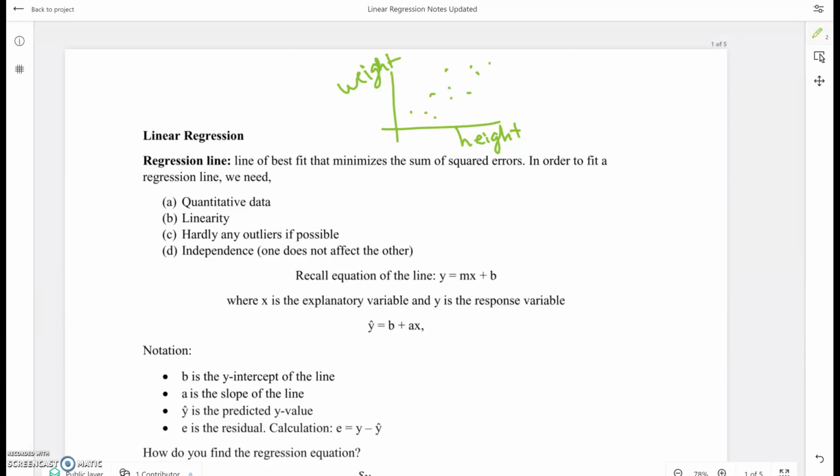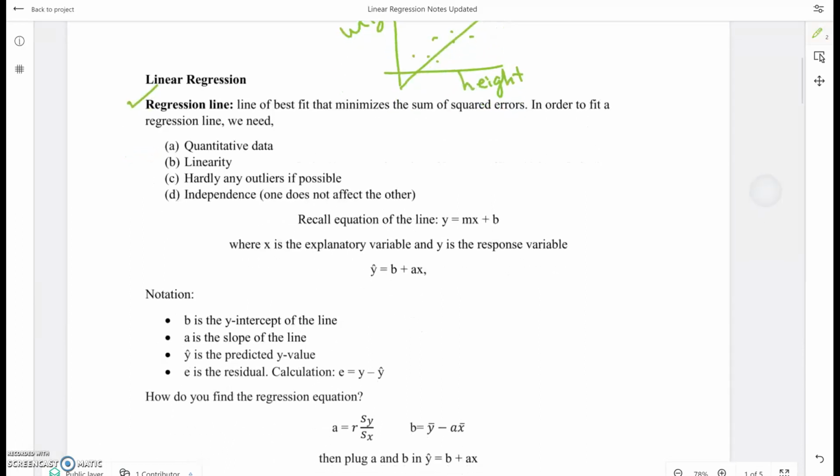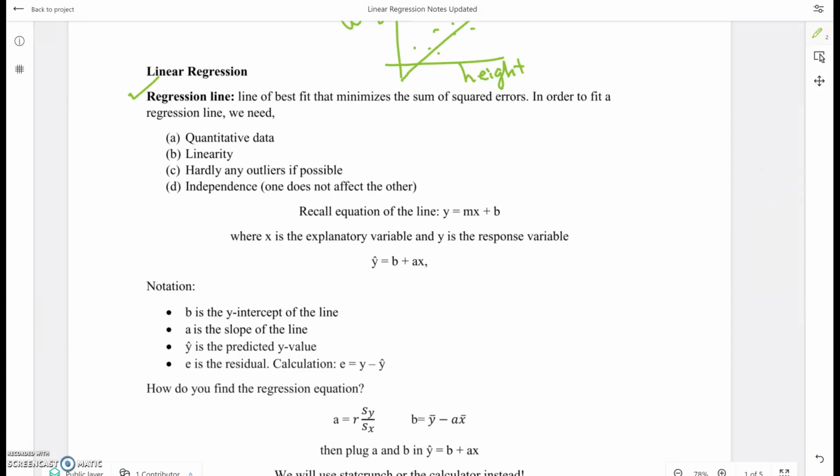Now, what we really want to do, we're going to try to see, is there one line that can best fit all these points? What line can I best fit to minimize my errors? Now, that line is what we're going to call my linear regression line. Okay, so this is a line of best fit, okay? And there are certain requirements to find this line of best fit.